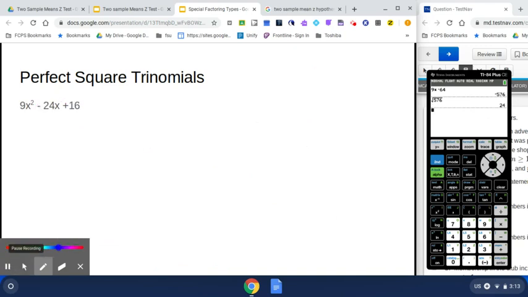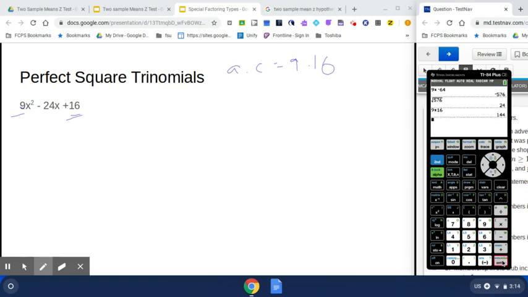Okay, the last example for our notes today that we're going to go through together is 9x squared minus 24x plus 16. It is another perfect square trinomial. So we already have 3 terms. It's already a trinomial. So I'm going to multiply a times c. If we multiply a times c, the lead coefficient is 9 times the constant is 16. So if I multiply those, 9 times 16, that gives me 144.